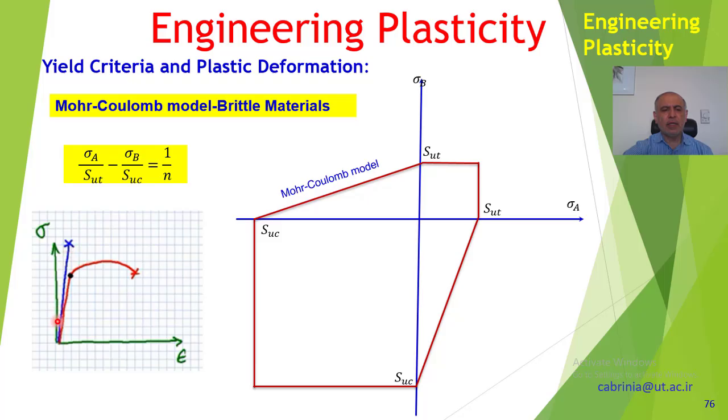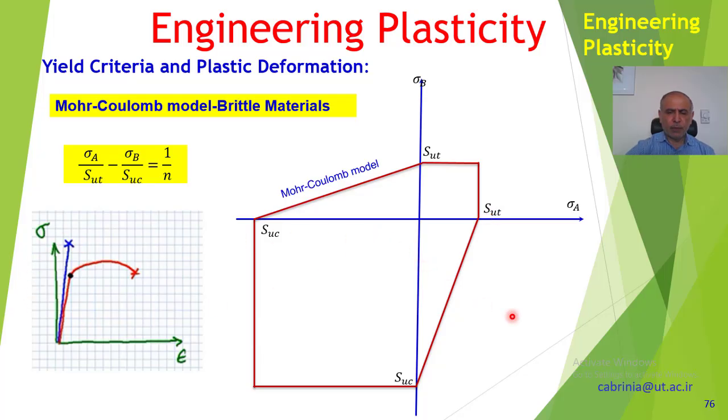Here I have exaggerated a bit, but that means that we don't have any yield points here. So the Mohr-Coulomb model for brittle material is like that. Instead of SYC and SYT, we put SUC and SUT. U stands for ultimate tensile strength, that point.